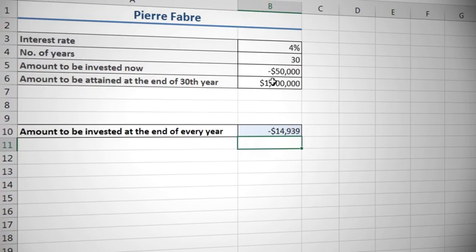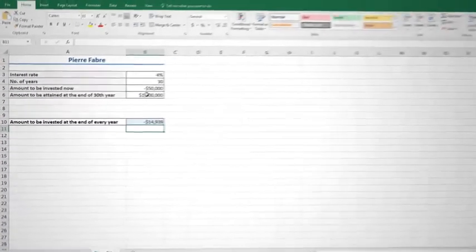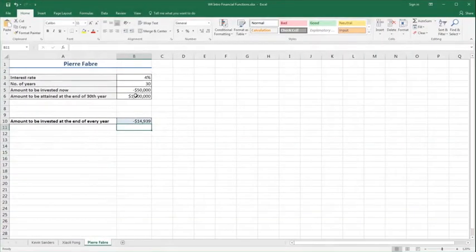So you can see Excel's financial functions are extremely easy to use, as long as you make sure that you get the right values into each of those arguments. Now, we focused very much on investments in this video. In the next video, we're going to look at an example of how we can use the payment function to see the payments we need to make on a loan.